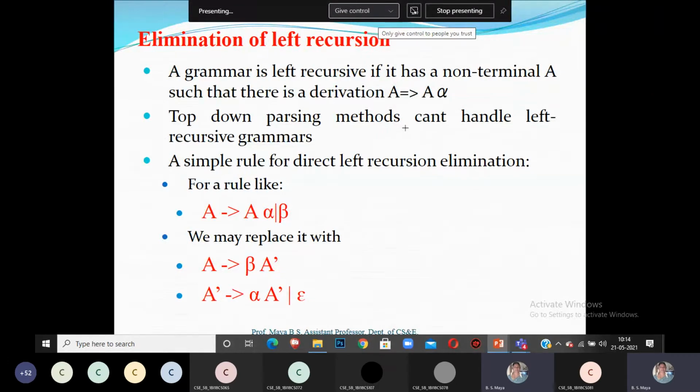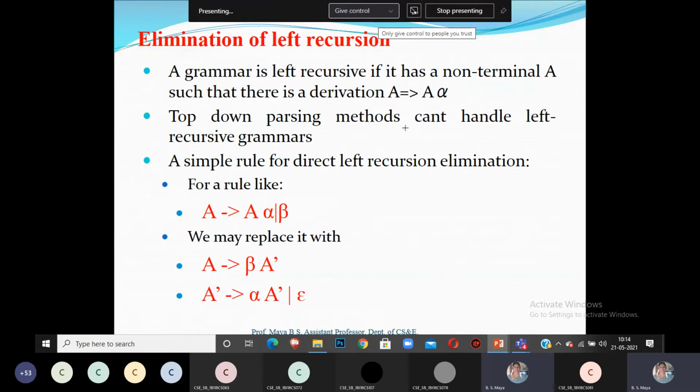Then what is A dash? You should write the formula. A dash derives the remaining thing. You should leave out the first one, A, and take whatever is remaining. So the remaining thing in my production is alpha. Alpha A dash. Then you have to introduce the epsilon production. See, this is the way you have to write the rule for elimination of left recursion.